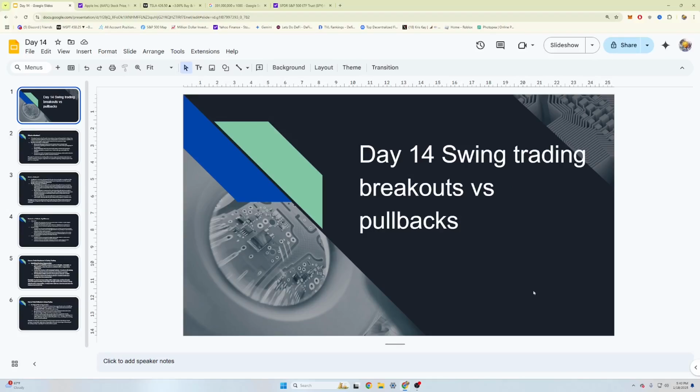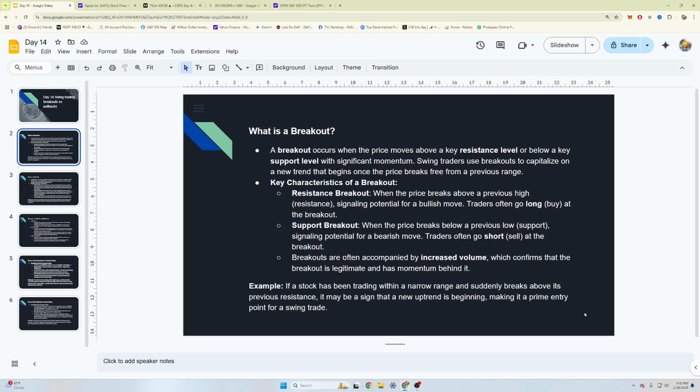Day 14, swing trading breakouts versus pullbacks. All right, so we can actually break this down because I didn't touch into this too much before.